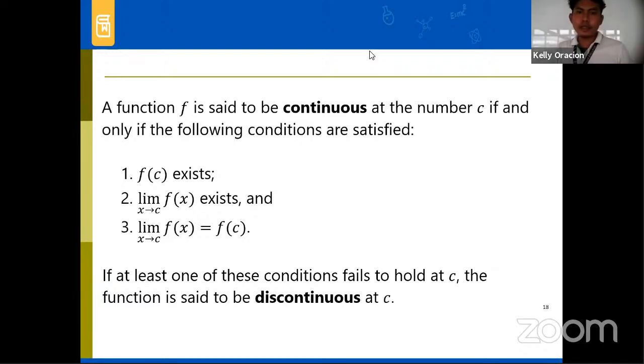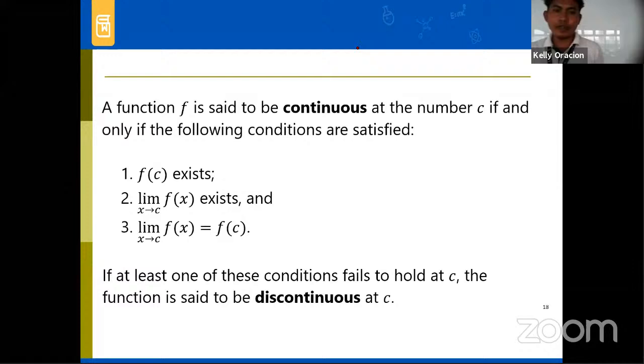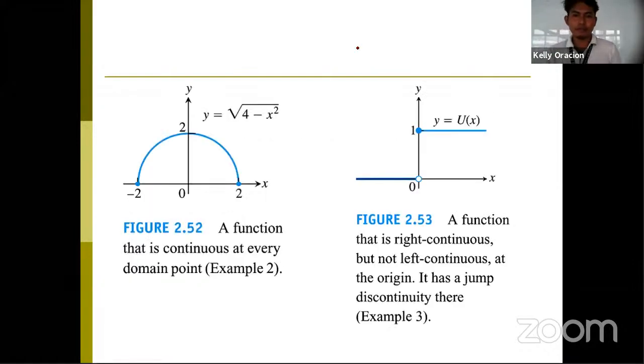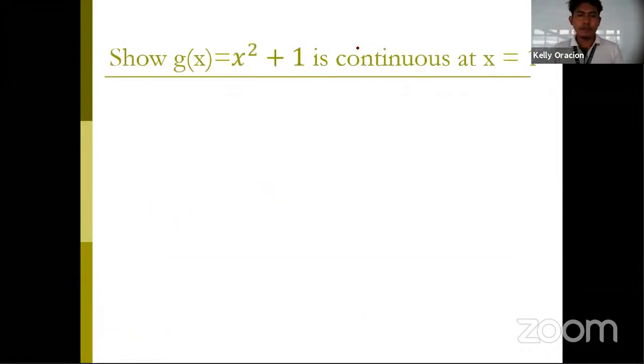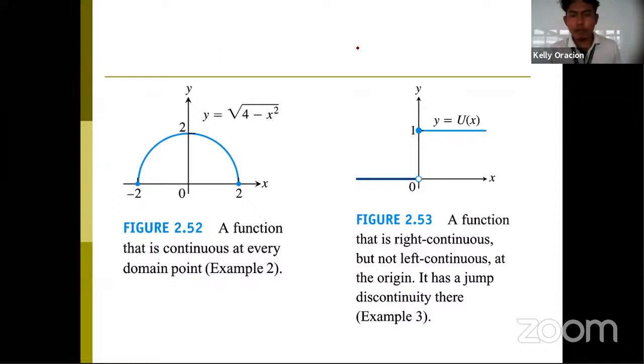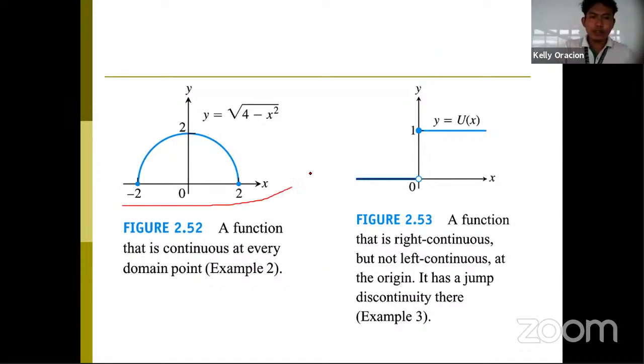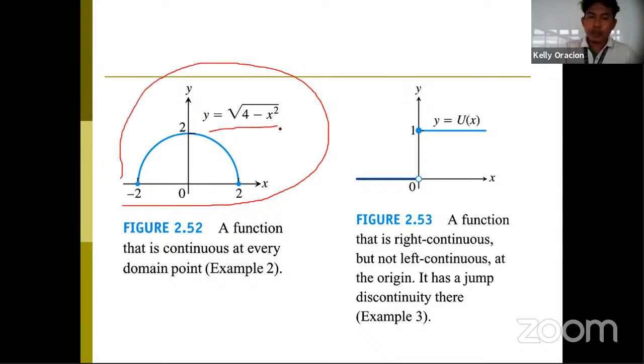Okay, so let's proceed to our first example. Okay. But before that, let me explain muna ito. Before tayo mag-example, let me explain muna ito. So, this figure, the function is y is equal to square root of 4 minus x squared. So, the function is continuous at every domain point. So, this is continuous at any point.